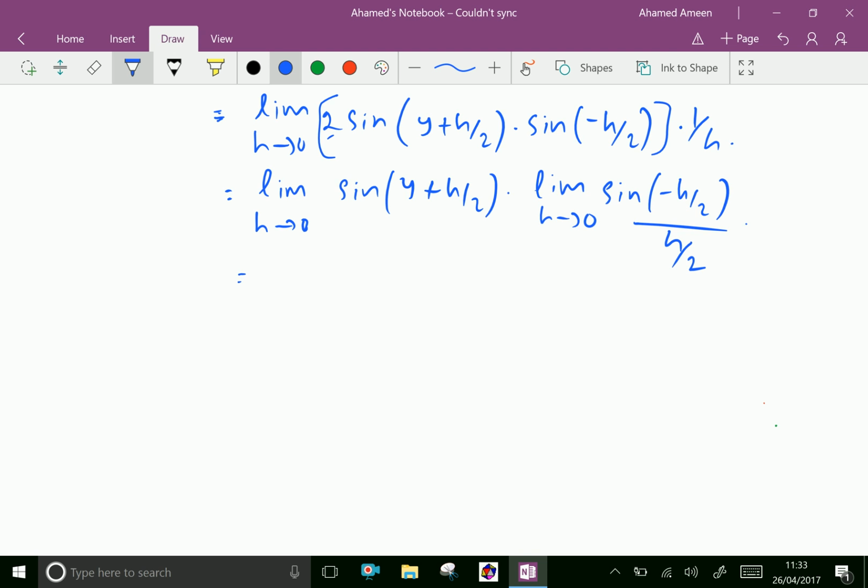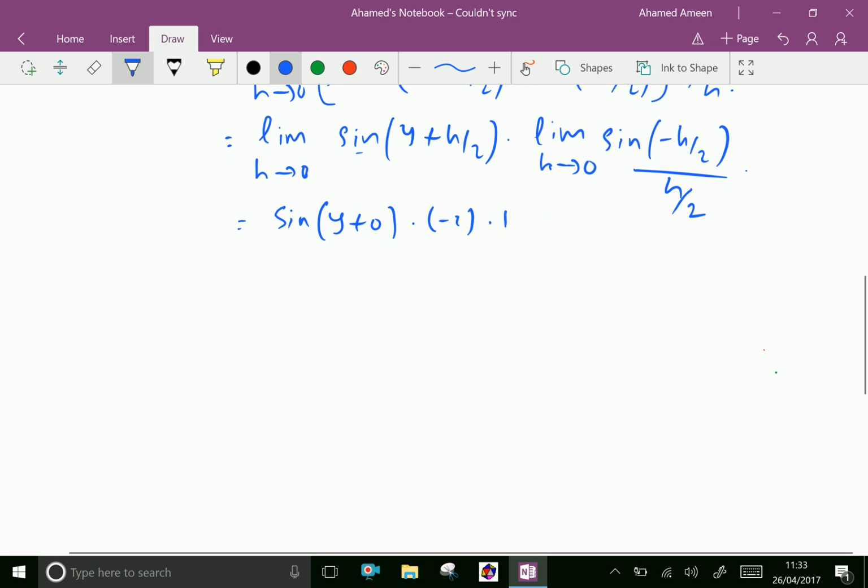put h tends to 0 in sine of y plus h over 2, that is sine of y plus 0, and sine of minus h over 2 is minus sine of h over 2, that is minus 1 into sine h over 2 over h over 2. Limit h tends to 0, also h over 2 tends to 0, therefore we can write as 1, which is further equal to sine y into minus 1 equal minus sine y, that is dx by dy.